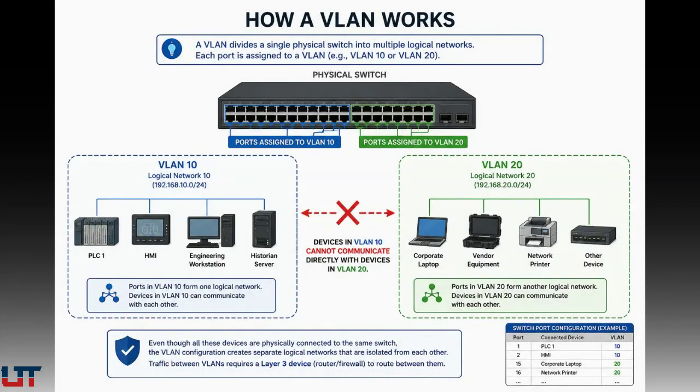A VLAN divides a single physical switch into multiple logical networks. You configure each port on the switch as a member of a VLAN number, say VLAN 10 or VLAN 20. Ports assigned to VLAN 10 form one logical network. Ports assigned to VLAN 20 form another. Even though all those devices are physically connected to the same switch, devices in VLAN 10 cannot communicate directly with devices in VLAN 20. The switch handles the isolation in software. This gives you network separation without separate infrastructure.